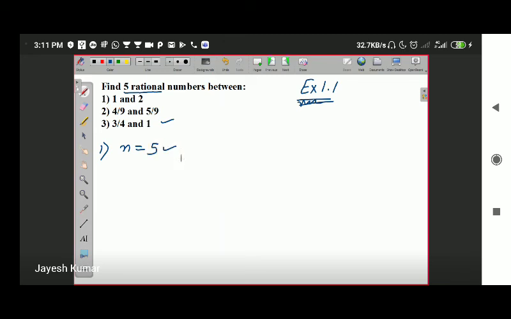We have to find how many rational numbers? 5. So what we are going to do is, to the number of rational numbers that we want to find, we are going to add 1. So this becomes 6. Okay.